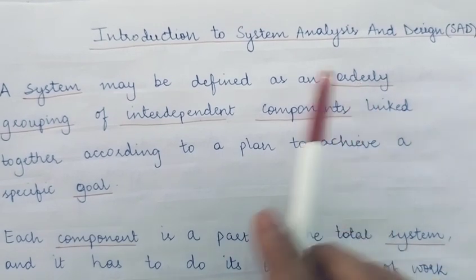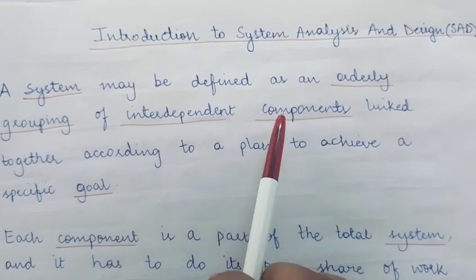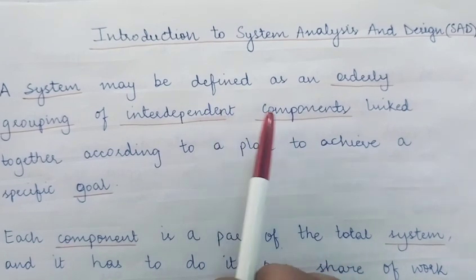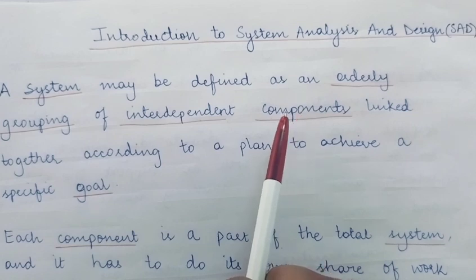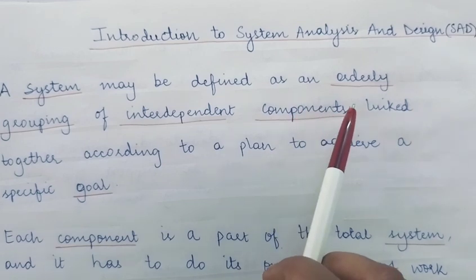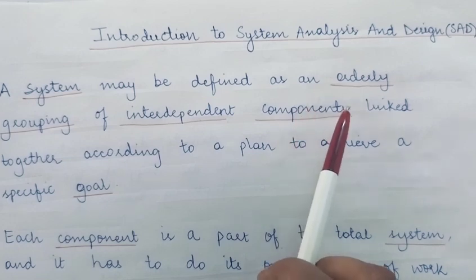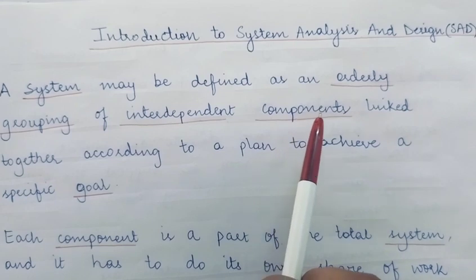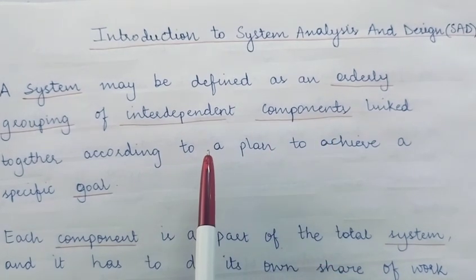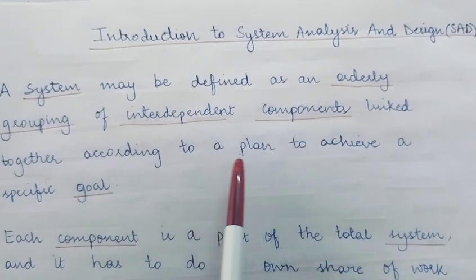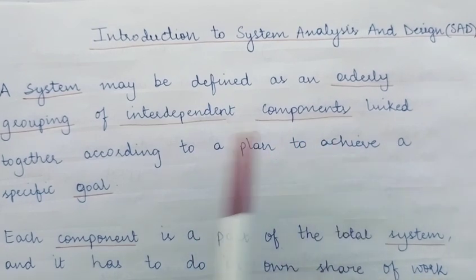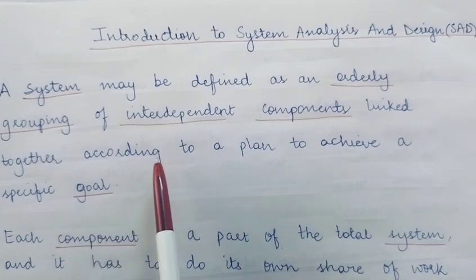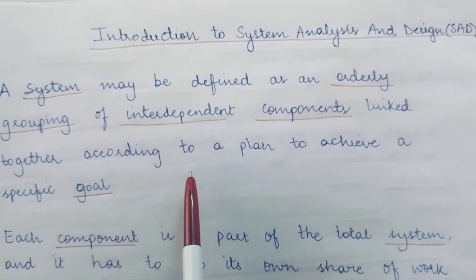So that is why I say orderly grouping of interdependent components. When I say interdependent components, that means such components which are dependent upon each other. That means the functioning of one component depends upon the functioning of another component, and then these interdependent components are linked together with each other according to a particular plan, to do what? To achieve a specific goal. Now this entire system comes into place to achieve a specific goal.